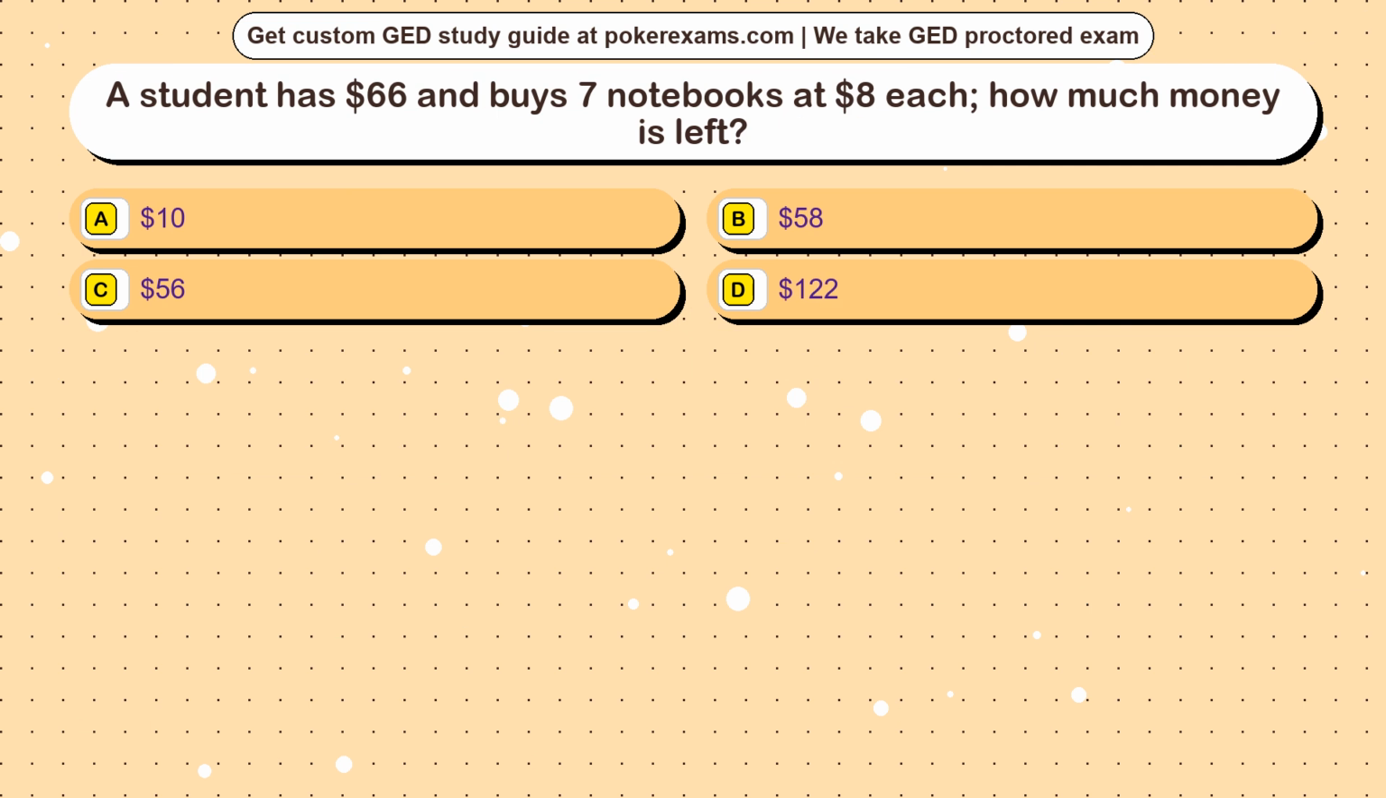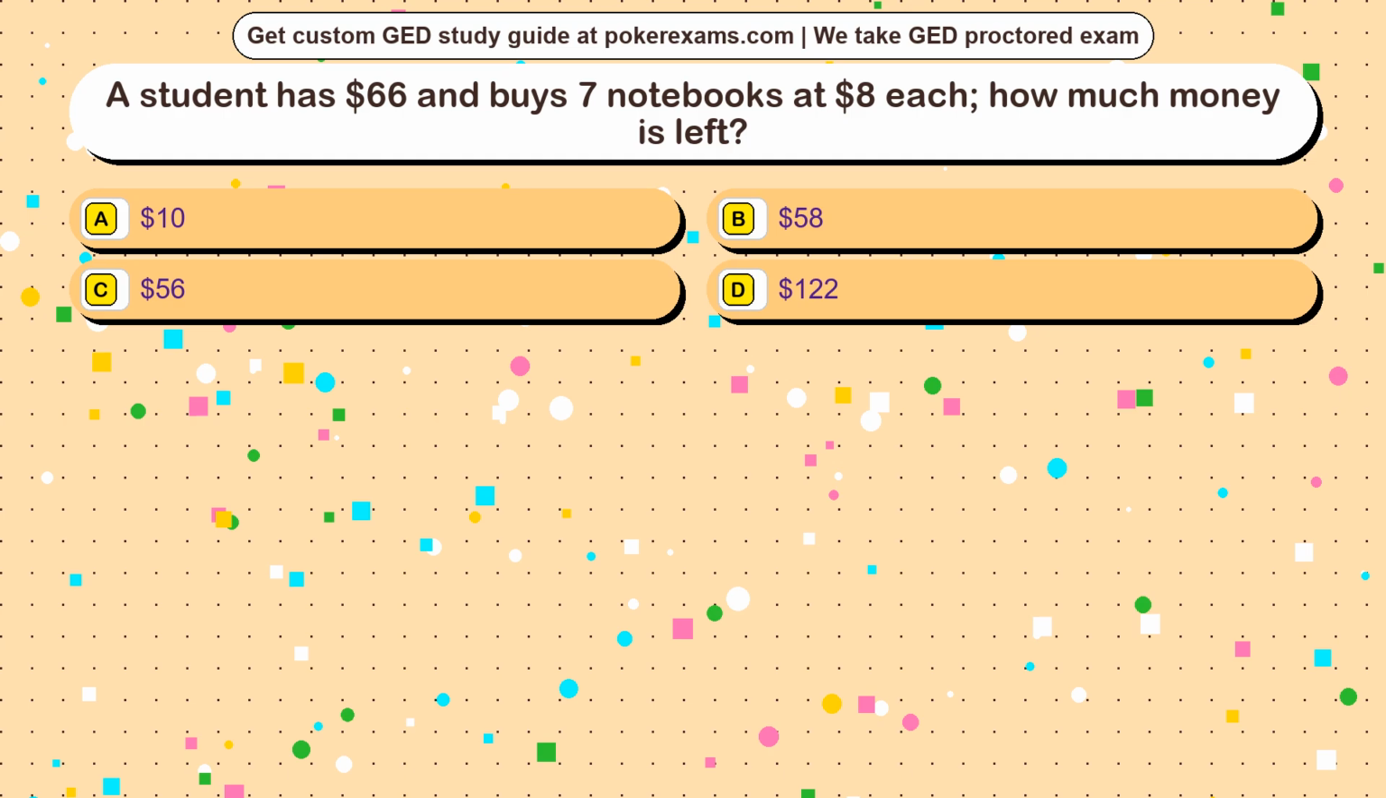Question 19. A student has $66 and buys 7 notebooks at $8 each. How much money is left? Option A, $10. Option B, $58. Option C, $56. Option D, $122.